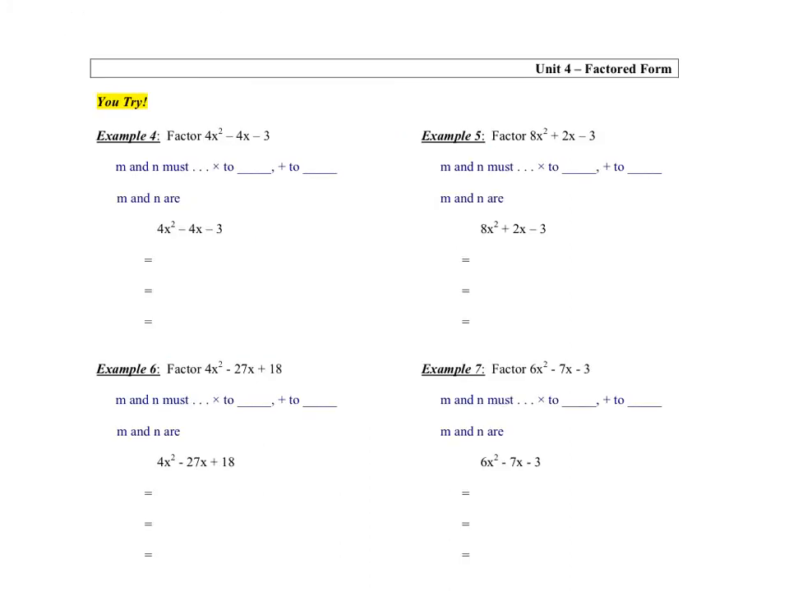For this page, I want you to try each example on your own. Pause the video, try example 4, and then check your answer with me. And do the same for 5, 6, 7, etc. Okay, so the first one, 4x squared minus 4x minus 3. Before you start, your product is going to have to be negative 12 because 4 times negative 3. And your sum is going to be that middle term, which is negative 4. Okay, pause the video, try example 4 on your own before you check it with me.